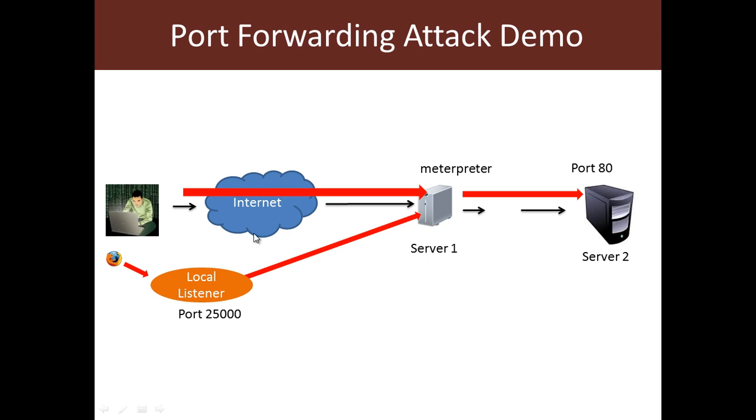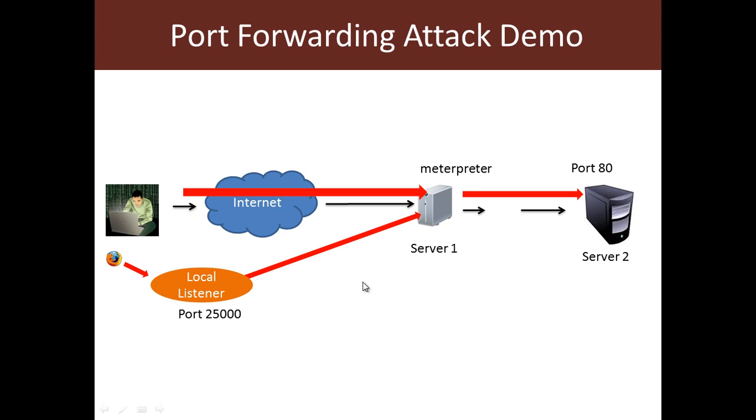So what we are going to do is first break into server 1 using the Metasploit session, which we already have, and that is the Metasploit prompt we are on right now. Then we will set up port forwarding here to ensure that any data sent from the attacker's machine to his local port 25,000 will be forwarded to server 1 and via server 1 to port 80 on server 2, right?